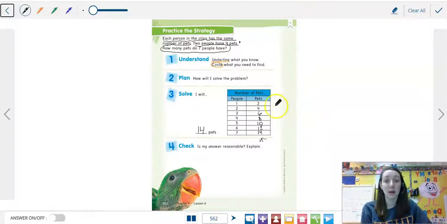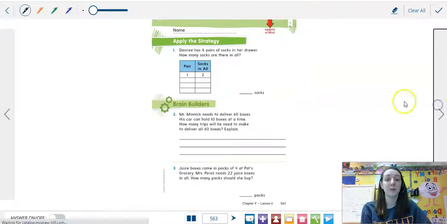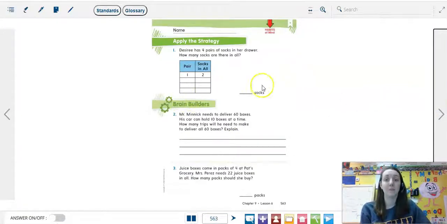Okay, so you see how you just added up? Every time you had a person, you added 2 because each person had 2 by itself. So let's apply this strategy together.